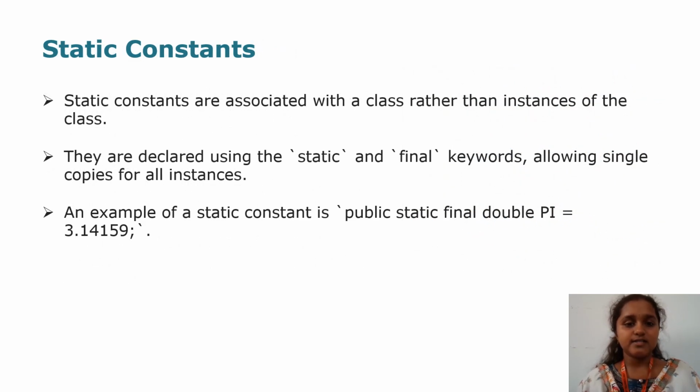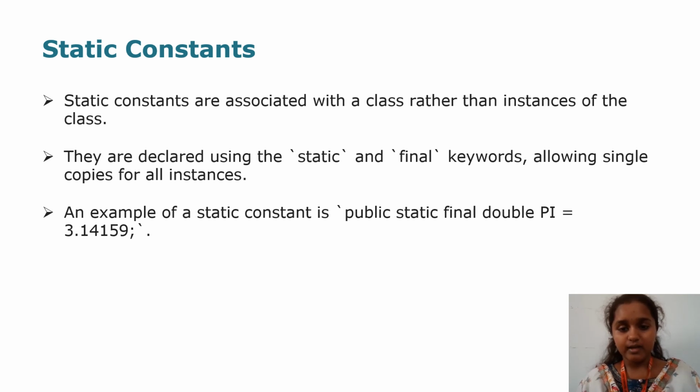Static constants. Static constants are associated with a class rather than instances of the class. They are declared using the static and final keywords, allowing a single copy for all instances. An example of a static constant is public static final double PI equals 3.14159. The pi value is 3.14 and something, but it is declared as a static constant.